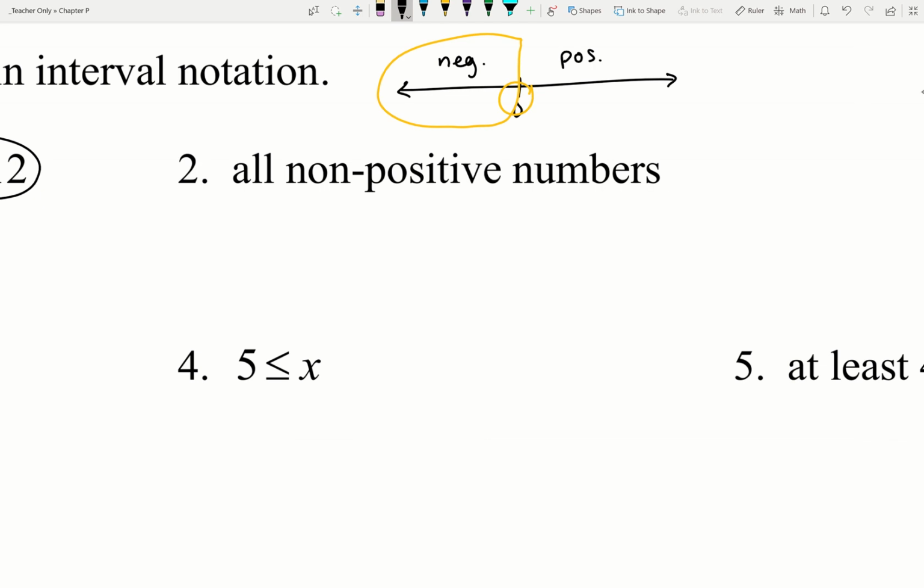I'm going to say that my list starts all the way out here at negative infinity, and then I'm going to go all the way until I reach my upper bound, which here is just going to be 0. Okay? Parenthesis around that infinity because we'll never reach it. And we do wish to include 0 here because that is a non-positive number. And so we'll go ahead and put a square bracket around that 0.